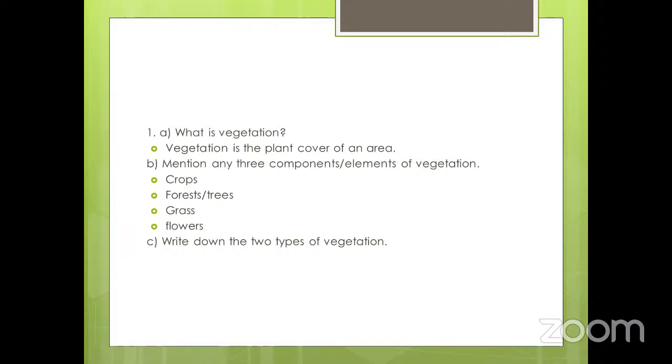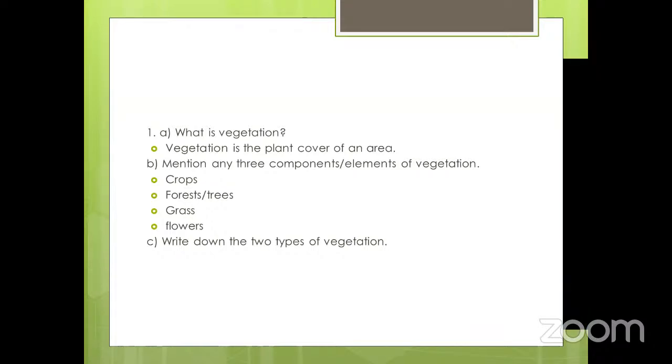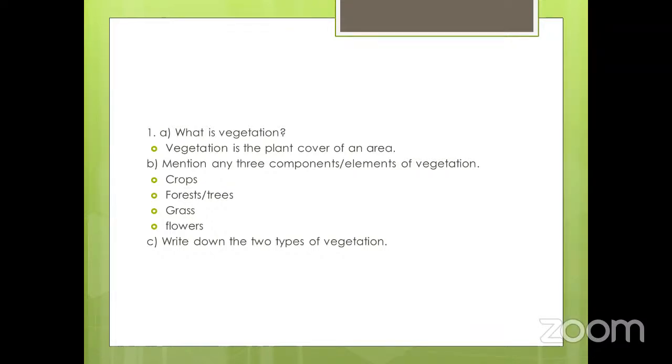Yes, there are basically two types of vegetation. In Africa, in East Africa. Write down any two types of vegetation. Very good. Write down the two types of vegetation. They are basically two, whether we are talking about vegetation in P4, P5, P6, P7. They are basically two types of vegetation. Can we have someone give us the response?